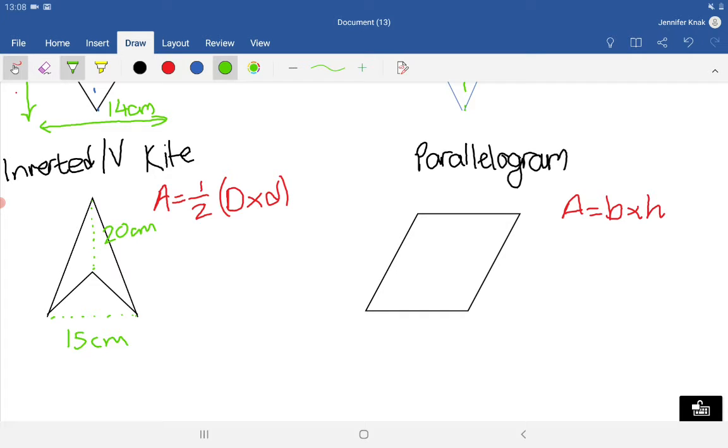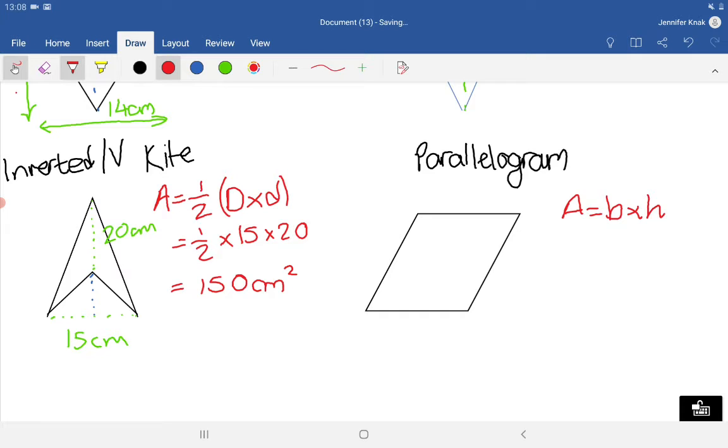So we don't go all the way down to the bottom. This line I'm putting in blue here, we don't use that part. We just use from point to point. Okay, area is a half of d times d, so we've got a half times 15 times 20, and that's going to give you 150 square centimetres.